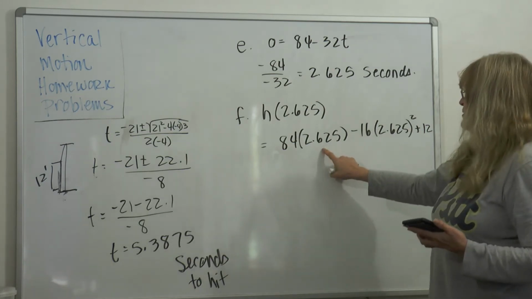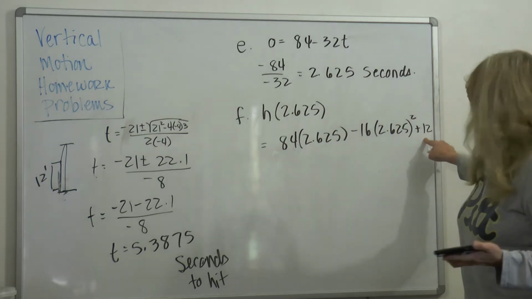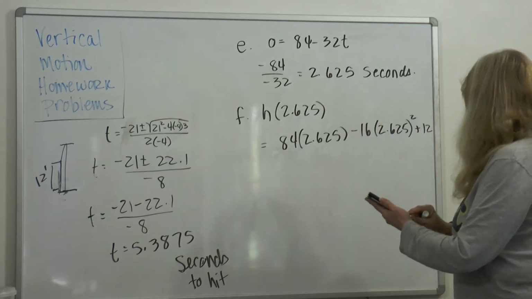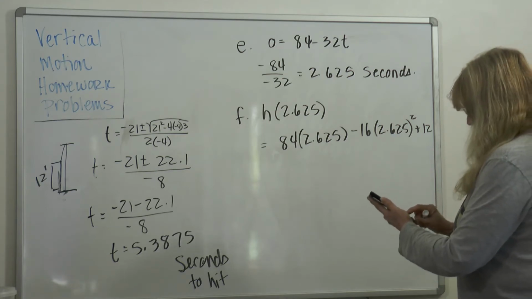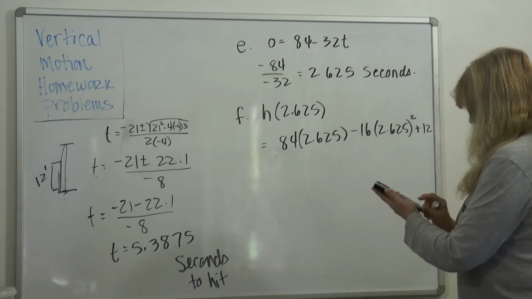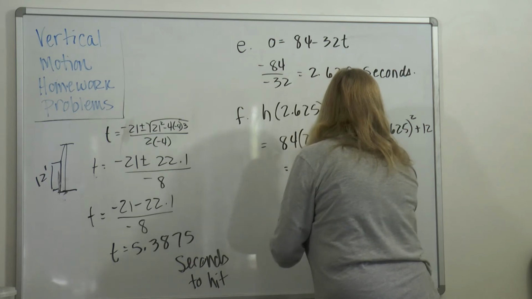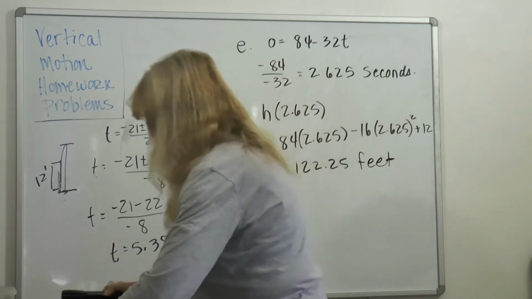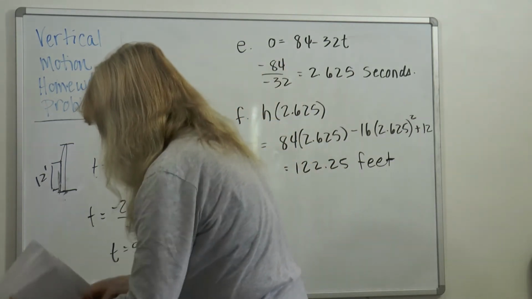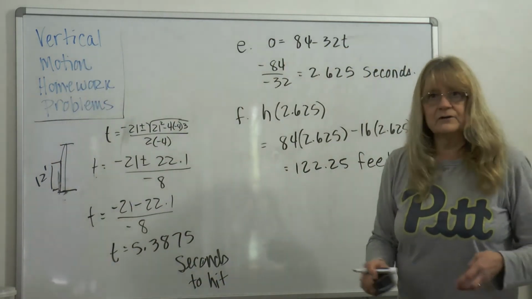Okay, and it makes sense. This is how long it's in the air before it starts coming back down again. And then you're starting from 12 feet above the ground, so you have that plus 12. So hopefully that makes some sense. 2.625 squared times negative 16 plus 84 times 2.625 plus 12. Ta-da! Okay, so hopefully you guys sort of understood this part.